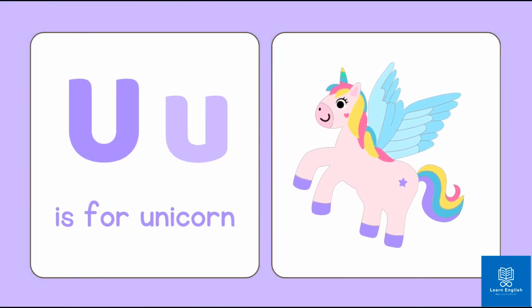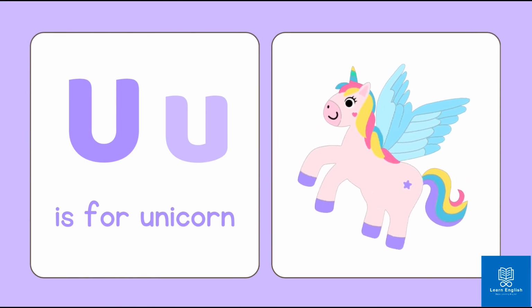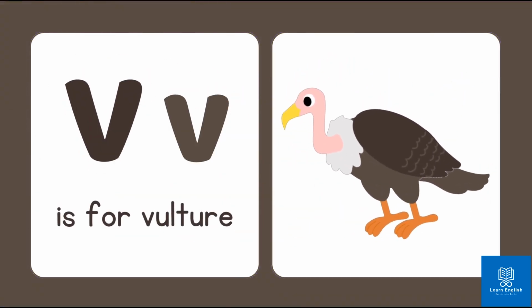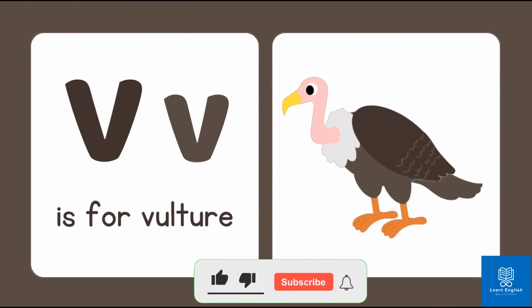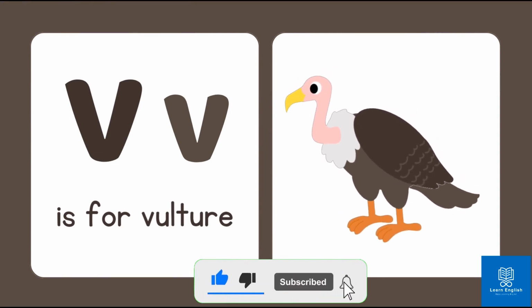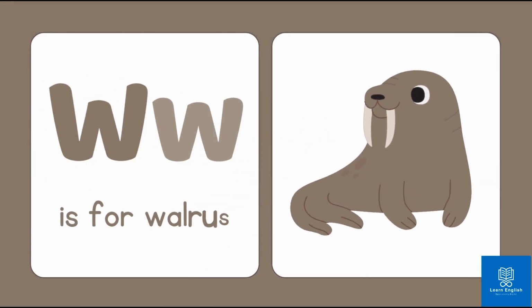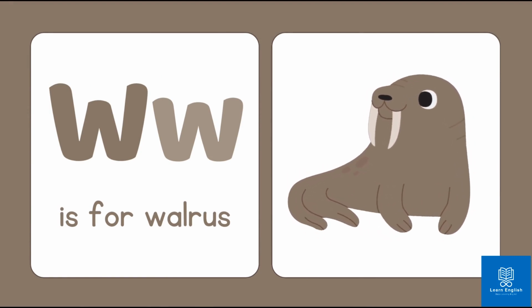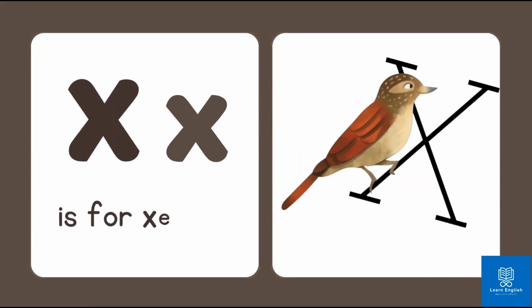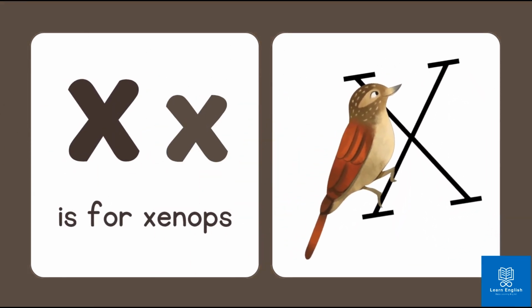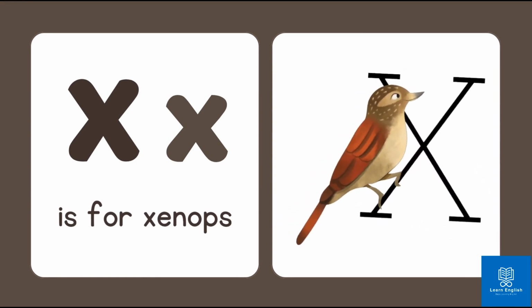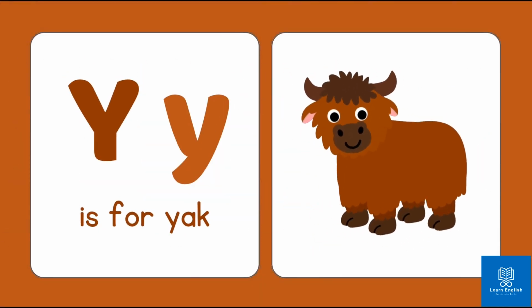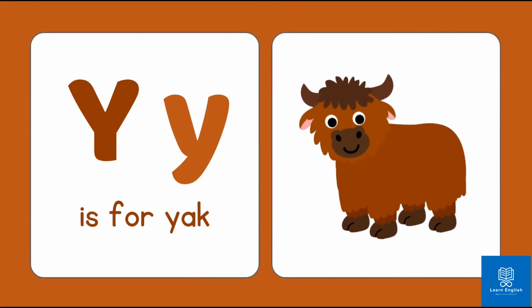U is for unicorn. V is for vulture. W is for walrus. X is for xenops. Y is for yak.